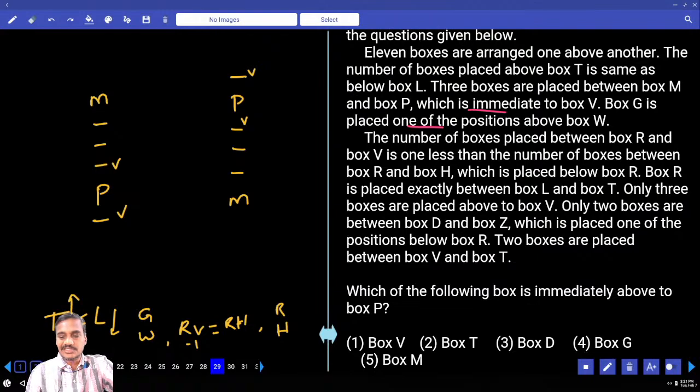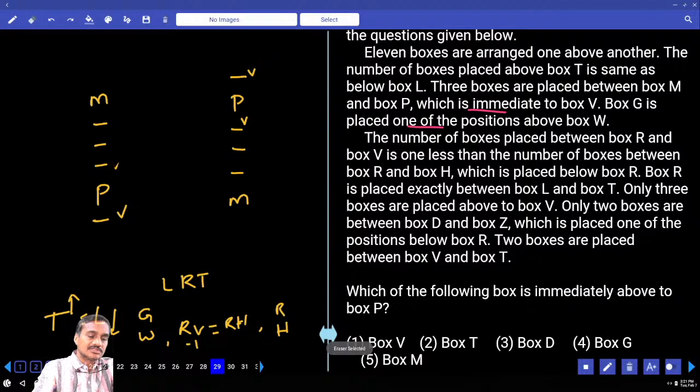And R is placed exactly between L and T. Now this R is exactly between what? Exactly between L and T in any order. Only 3 boxes are above V. Now this is the crucial information. Only 3 boxes are above V, he said. Above V there must be exactly 3 boxes.